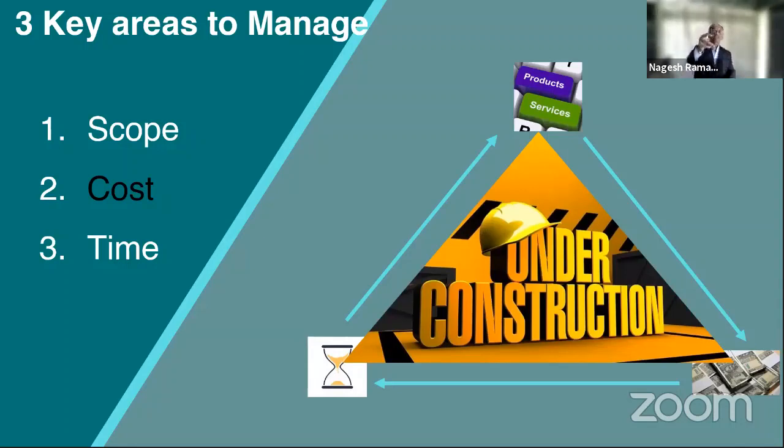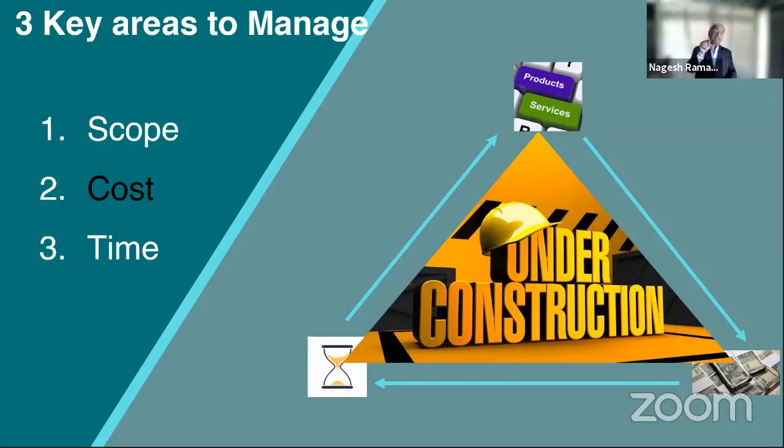If the scope changes, the cost may change or the time may change. If the time changes, there could be an impact on the cost. If there is a cost implication, or I have less money or more money sometimes, what happens is I will change the scope or I'll change the time. So this is the change which I was talking about in the previous slide on the 3 C's. This change is what we have to manage.